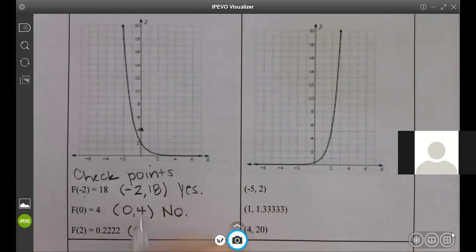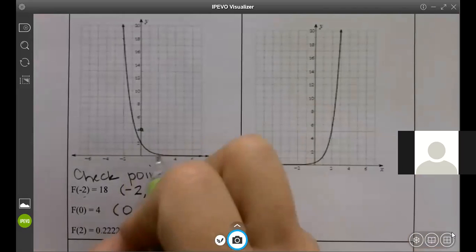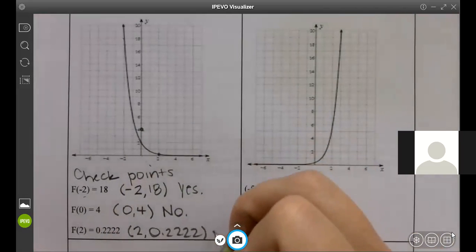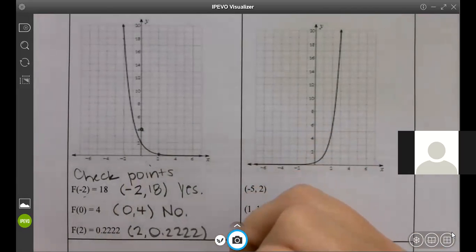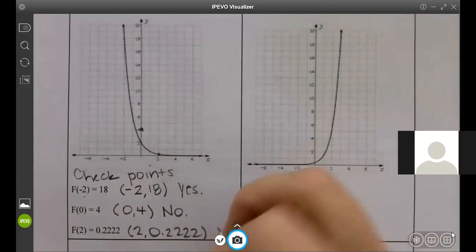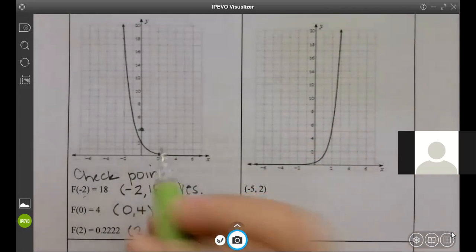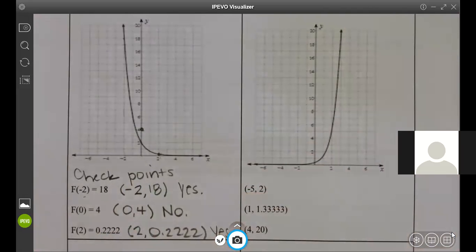2 and 0.2. Do you think it's on the line? Probably not. Are you sure? It's pretty close. I would say it is. 2 and up 0.2? I think so. All right, what about the next one?